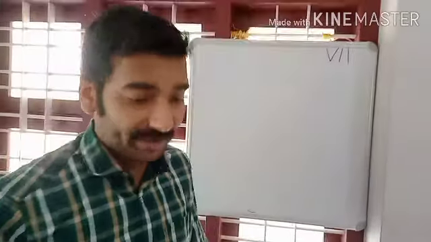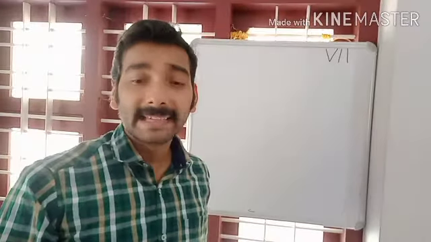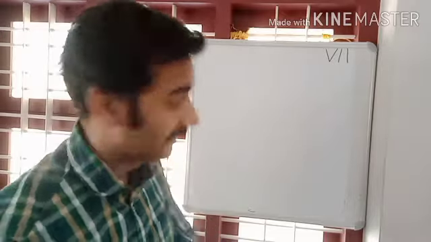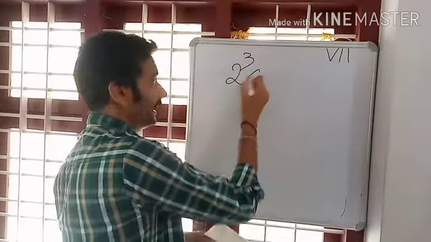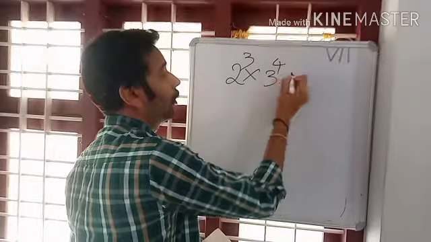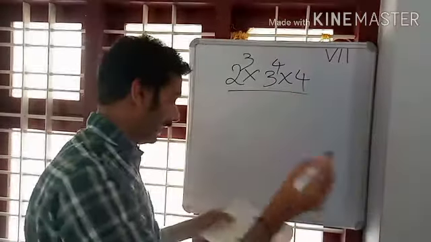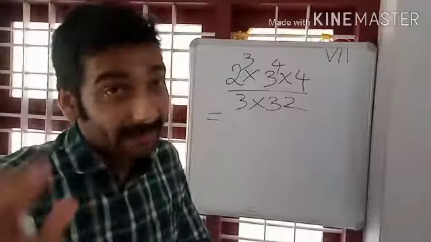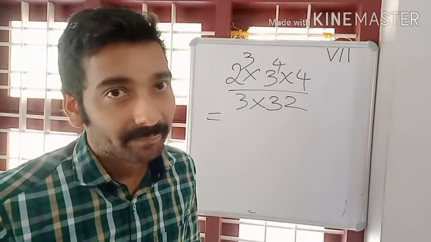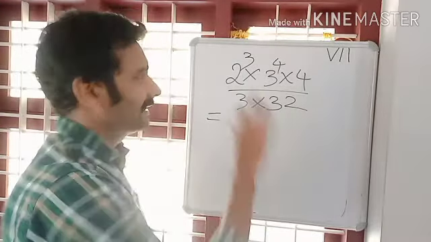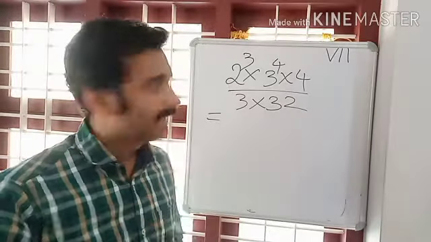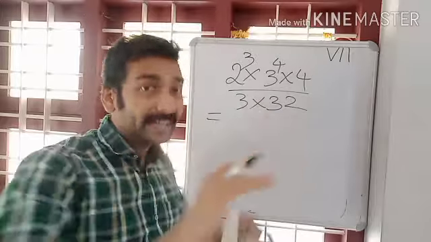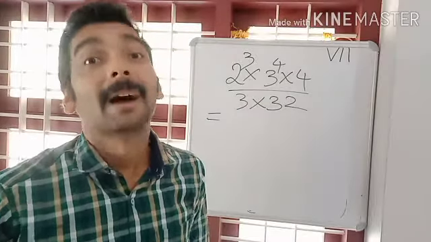Then second question: simplify and express each of the following in exponential form. The question is 2 raised to 3 into 3 raised to 4 into 4 divided by 3 into 32. Very important types of questions. In this type of question, first we convert the numbers 4 and 32 into powers.